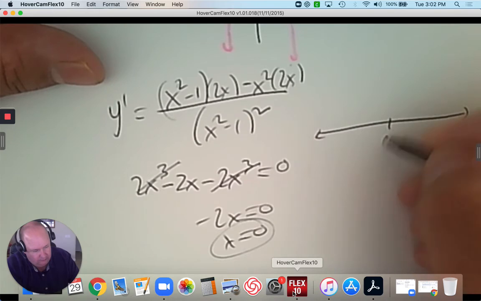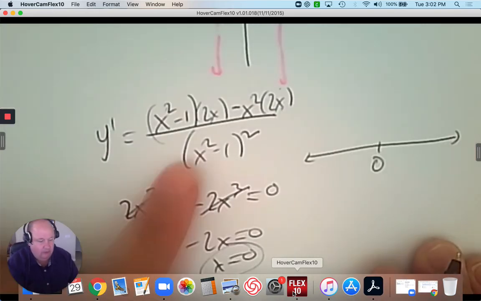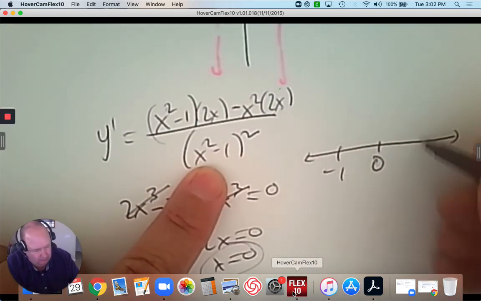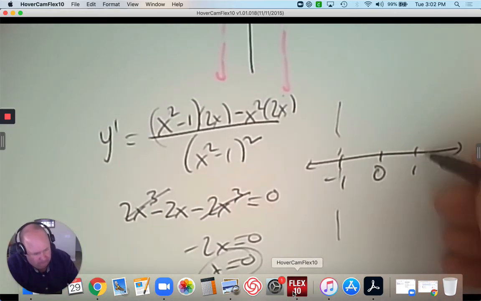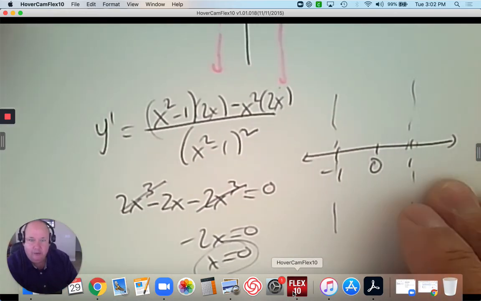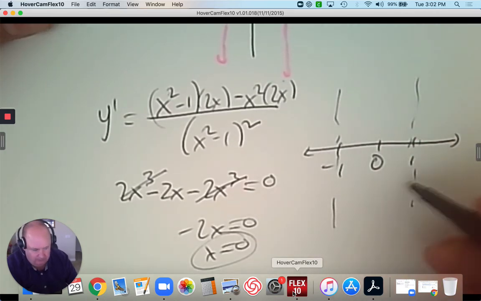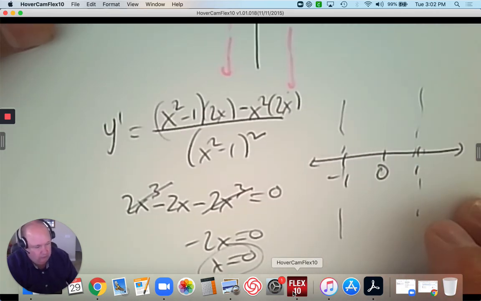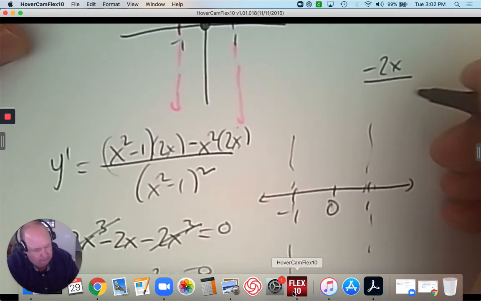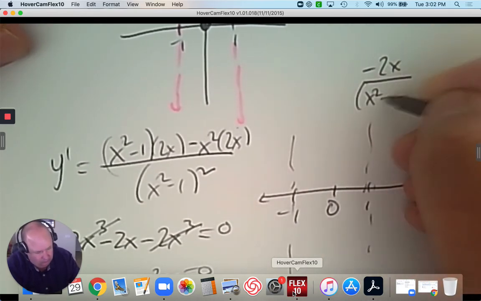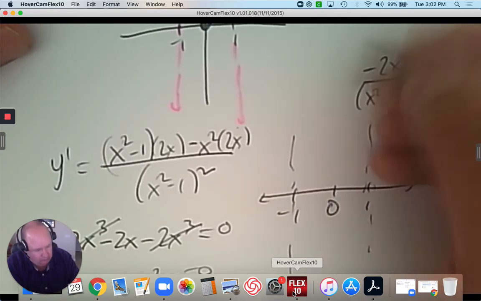So I'm going to see increasing and decreasing. Notice the denominator is still negative 1 and positive 1. That makes the bottom 0. But these are asymptotes, so they can't be extreme points. So only 0 can be that extreme point. So if I rewrite the derivative again, it'd be negative 2x over x squared minus 1 squared. That's the derivative.